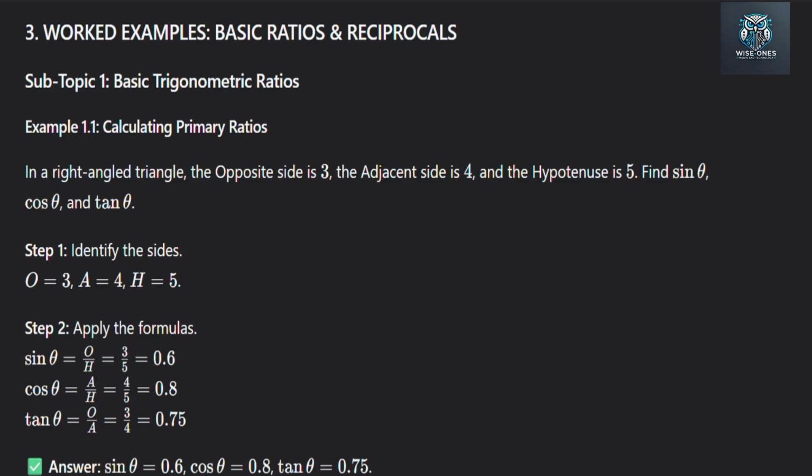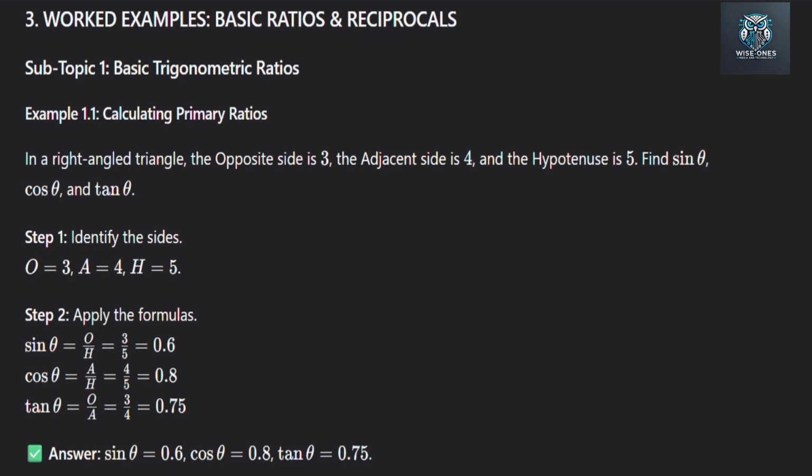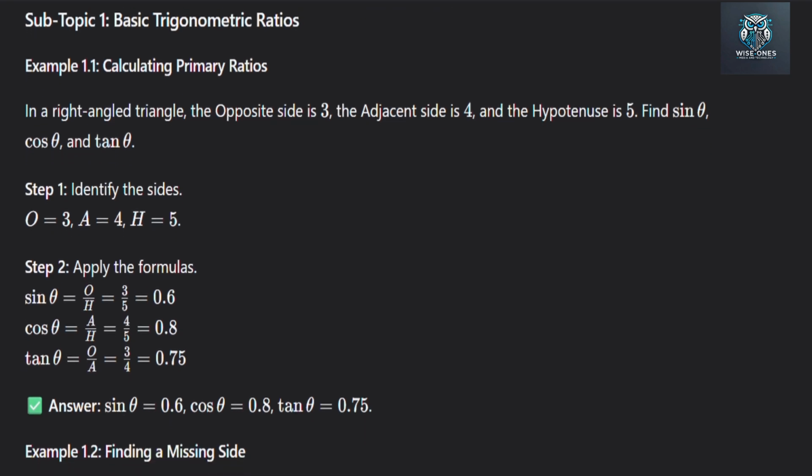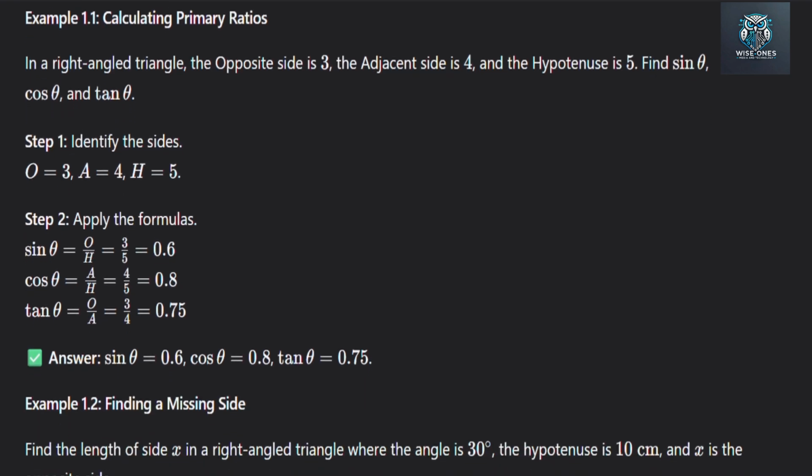For cosine theta, we use CAH, adjacent over hypotenuse. So cosine theta equals 4 over 5. As a decimal, this is 0.8. For tangent theta, we use TOA, opposite over adjacent. So tangent theta equals 3 over 4. As a decimal, this is 0.75.